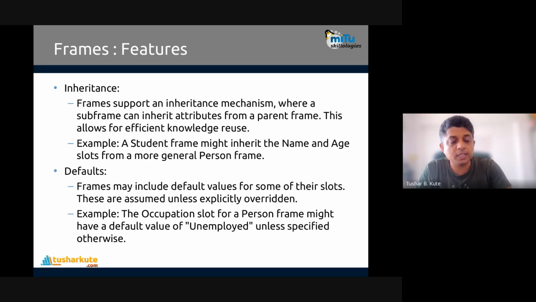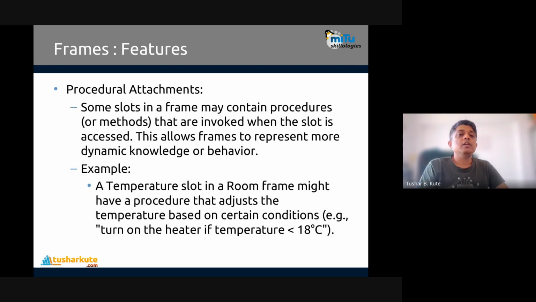Fine. That is inheritance. Then defaults. So everybody has a default value. Frames may include default values for some of their slots. You can see an example: the occupation slot may be unemployed by default, but you can change it afterwards. You can make it employed also. Definitely possible. Then what are the features of the frames?